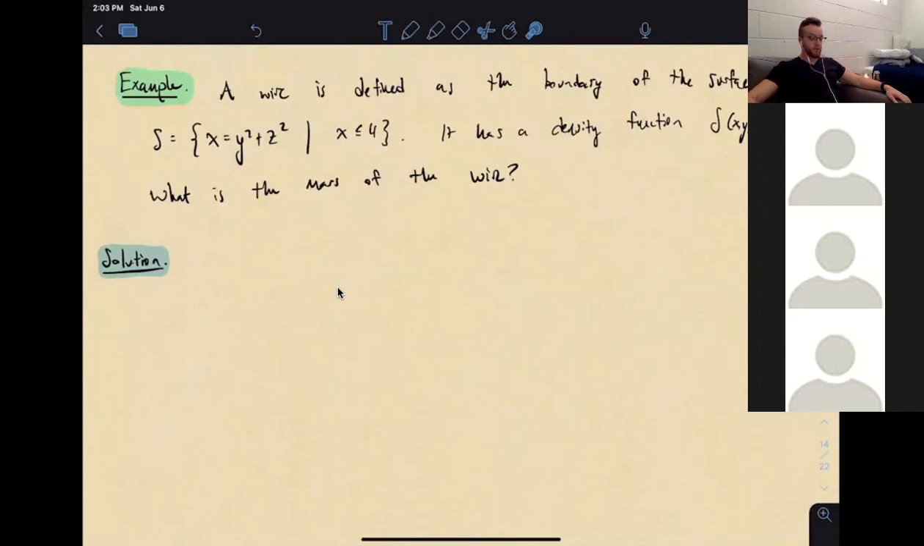So we have a wire. It's defined as the boundary of the surface x equals y squared plus z squared, where x is less than or equal to 4. And then I'm telling you that the wire has a density function, which is x plus y. And the question is, what is the mass of the wire? Okay.